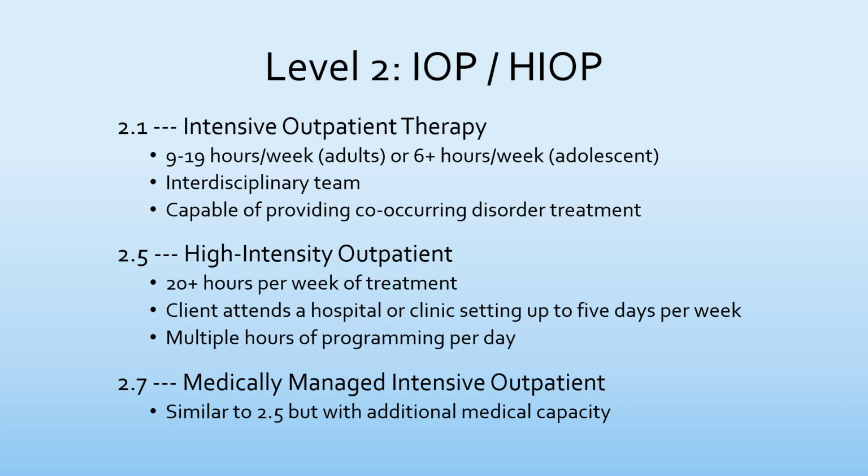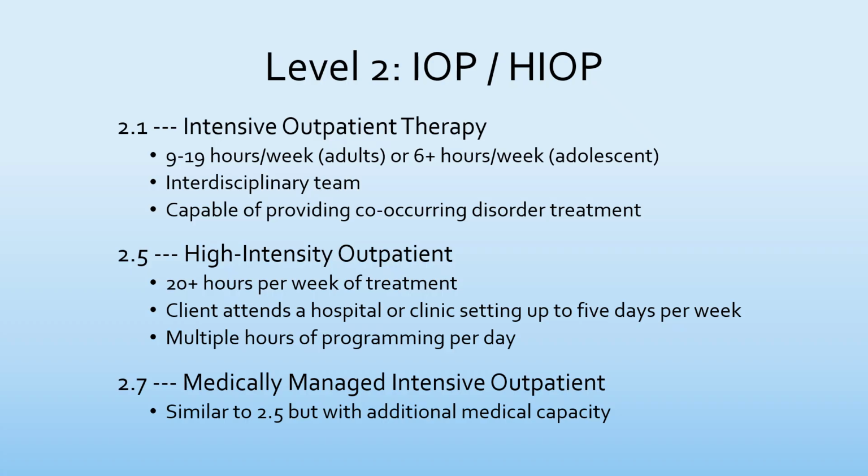With level 2, we have what I'm calling IOP and high IOP, so IOP and high op. It's intensive outpatient, which is 9 to 19 hours per week if you're an adult, 6 or more if you're an adolescent. It incorporates an interdisciplinary team, and it's capable of providing co-occurring disorder treatment. This is the same as in the third edition of ASAM. It's still 2.1 is IOP, intensive outpatient. No significant change there.